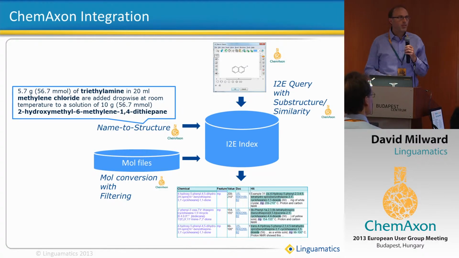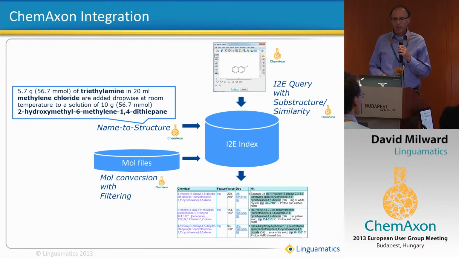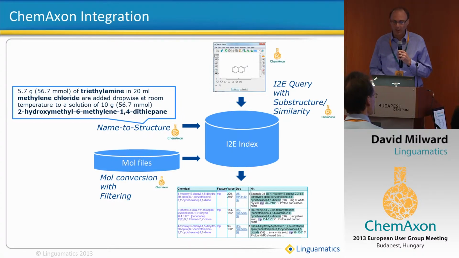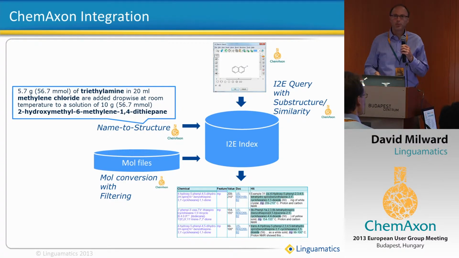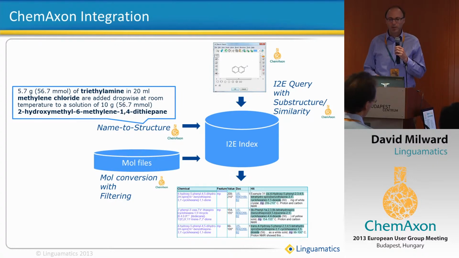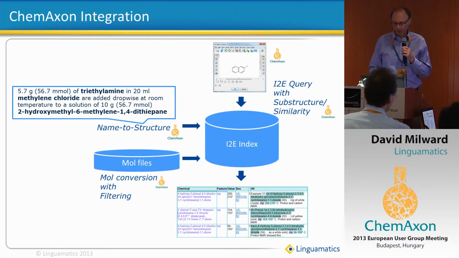Looking at the ChemAxon integration, in the current release we have Name to Structure, pulling out the chemicals from the text. We have the mol conversion, and then we do some further filtering on that to get rid of some of the inaccurate chemicals, generally where people have used the files as drawing packages for non-chemicals. We then create the I2E index, which you can query over with substructure and similarity search. And in the upcoming release, we've also integrated Marvin Sketch.